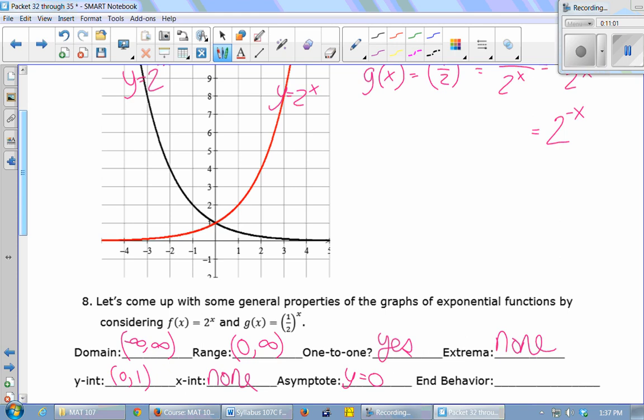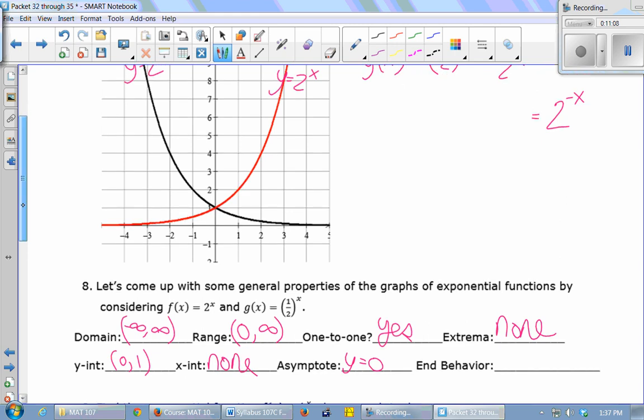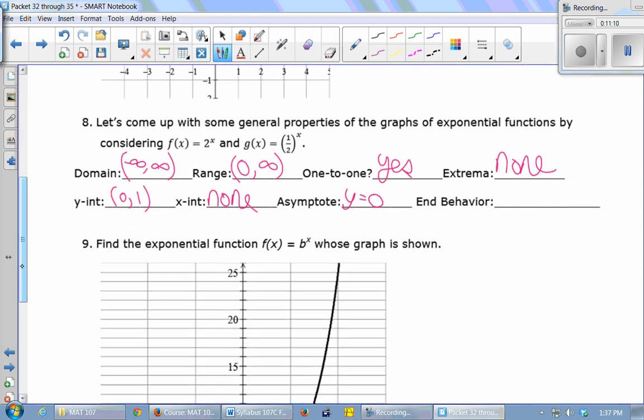And here is the only place where they differ: end behavior. They've got the same, you just reverse it, right? They're the reverse end behavior from each other. So I will write them out separately.